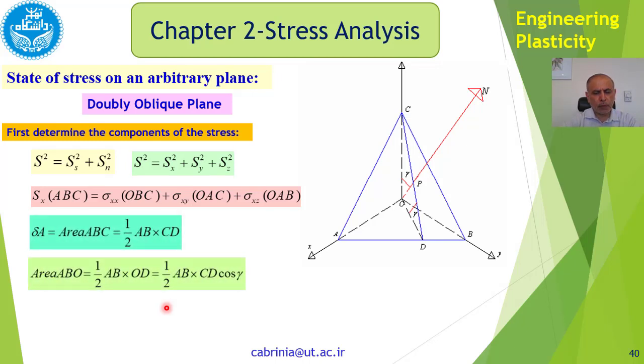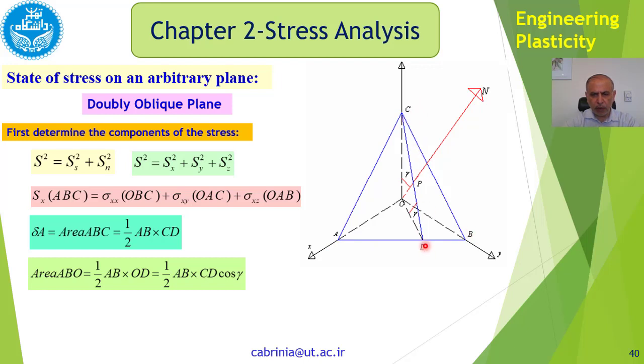And therefore we can write down this relationship too, because we need to find out what these areas are, because we have the area ABC, which is delta A. We want to know what these areas are. Now let's have a look at this area ABC. Okay, this area ABC, we say, is half AB times CD. AB is the base of this triangle, and CD is perpendicular to AB.